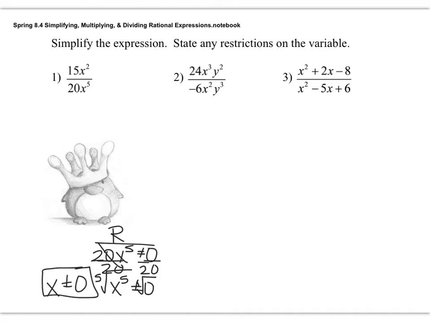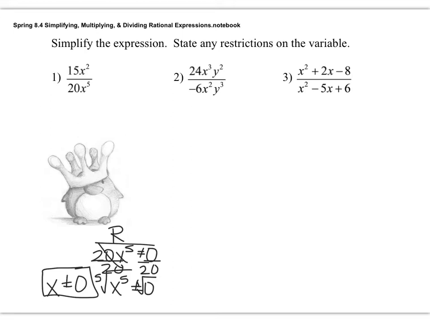X cannot be 0. Now technically, if you think back to our last chapter, you'd be like, well, shouldn't it be 0, 0, 0, 0, 0 because of x to the 5th? Yes, sure. But you're just telling me what x cannot be. If you want to tell me x cannot be 0 5 times, that's fine. You can do that. But it's kind of an overkill. X cannot be 0. So that's my restriction. And then step 3 says to simplify.